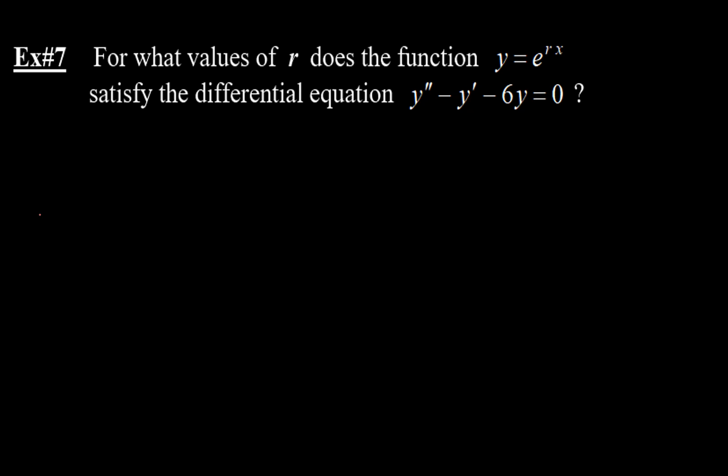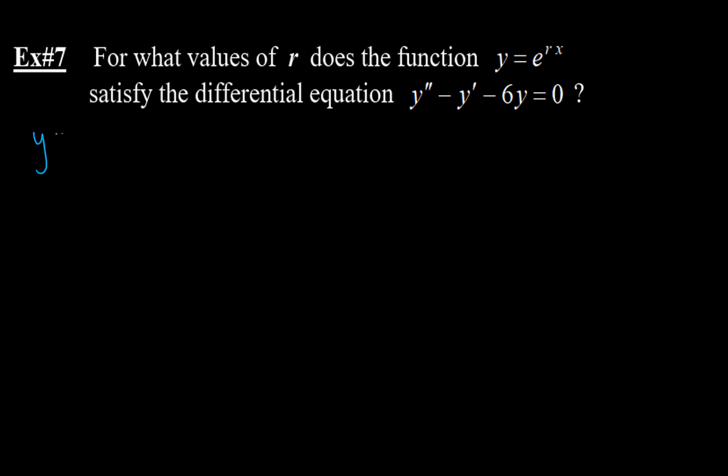Let's take a look at this next problem. Much like a lot of the exponential problems, we're just thinking slightly outside of the box. They're saying, for what values of r does the function y equals e to the power of rx satisfy this differential equation, y double prime minus y prime minus 6y equals 0? Well, let's figure that out.